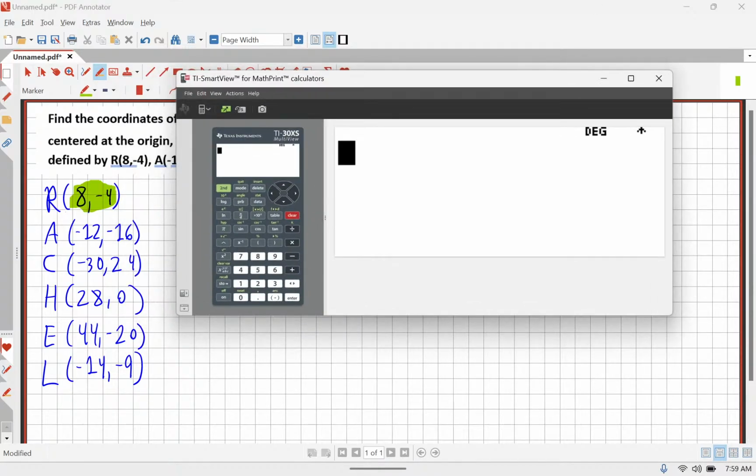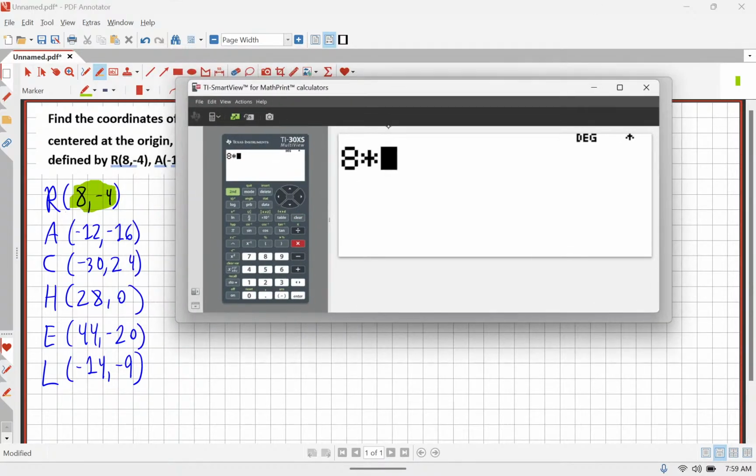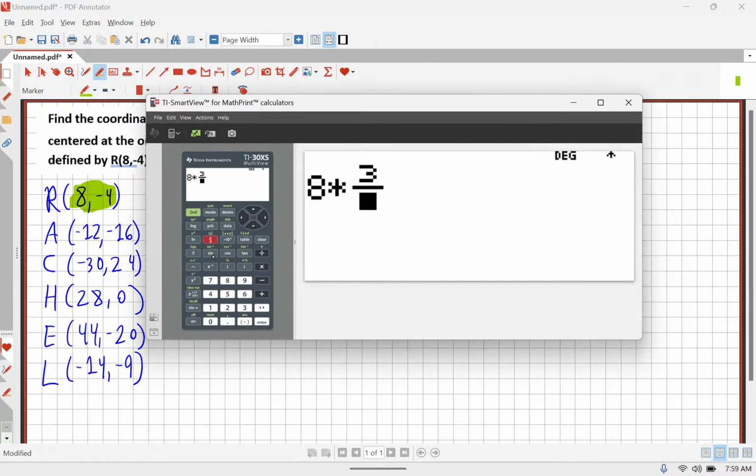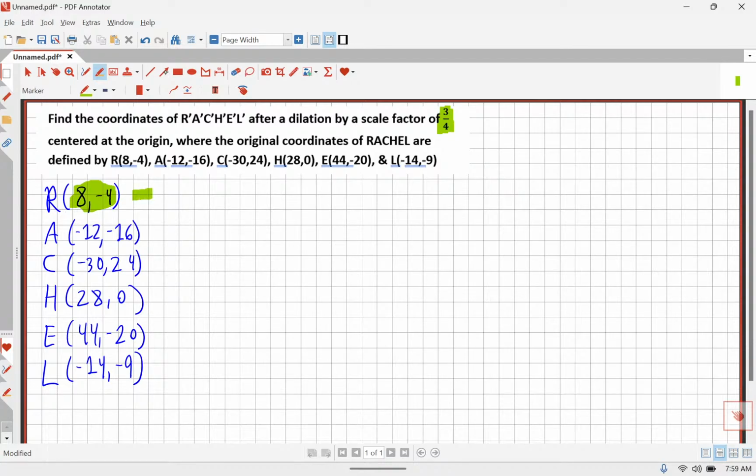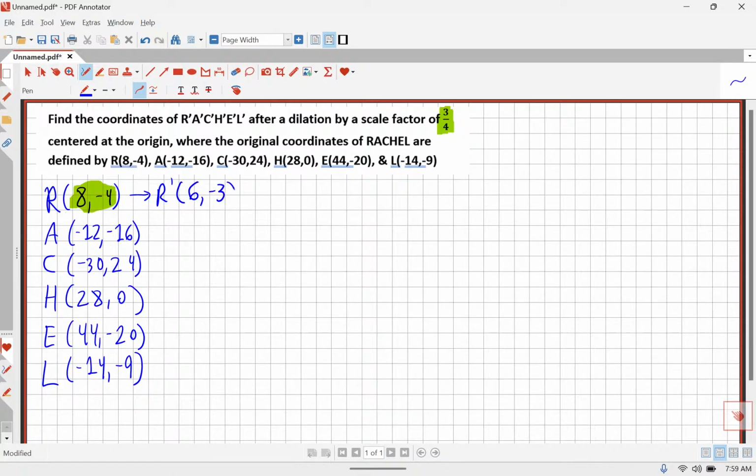Okay, so we're going to do this. 8 times the scale factor of 3/4. I can put it in my calculator just like that. Let me slow that down. 8 times, you hit the fraction button, 3/4. Enter. That's a 6. Then I do -4 times 3/4, and I get -3. So R prime is at 6, -3.